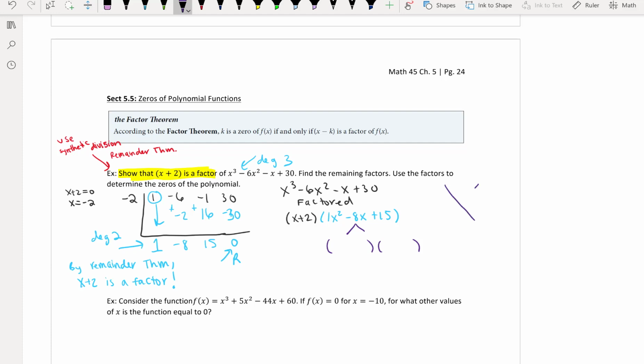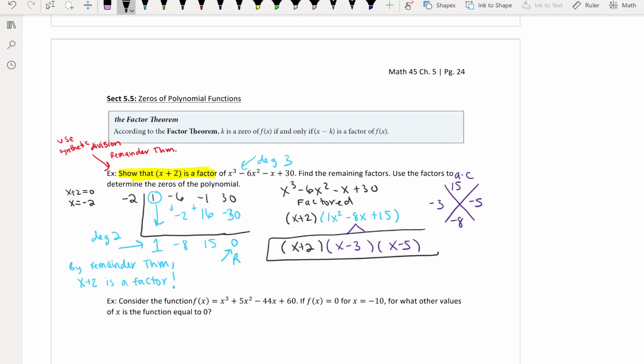If you like the AC method, that's fine. Just do the AC method over to the side. So I know that a times c here is 15. I have negative 8. So two numbers that multiply to 15 and add to negative 8 would be a negative 3 and a negative 5. So I know that this is going to factor as x minus 3 and x minus 5. And don't forget that we had the x plus 2 as well.